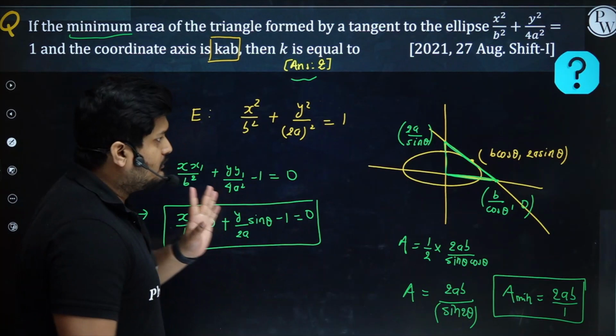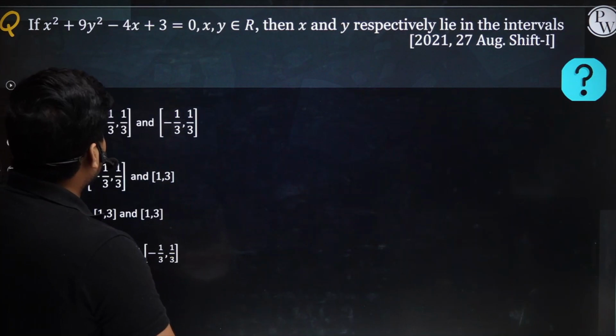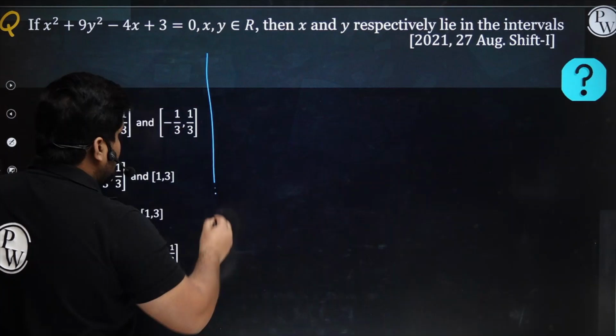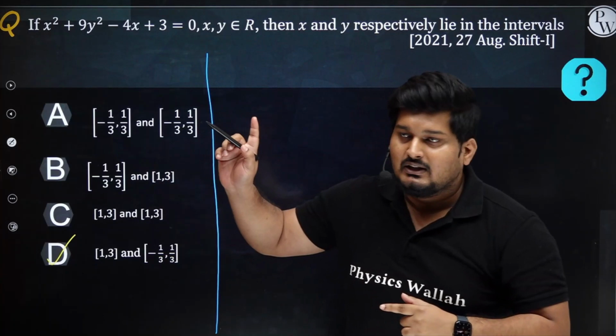Moving to next question. Okay. So x square plus 9y square minus 4x plus 3 equal to 0. X and y respectively lie in the interval. Okay. So obviously this is the equation of ellipse, right? This is the equation of ellipse given. So we need to write it in the proper form first.